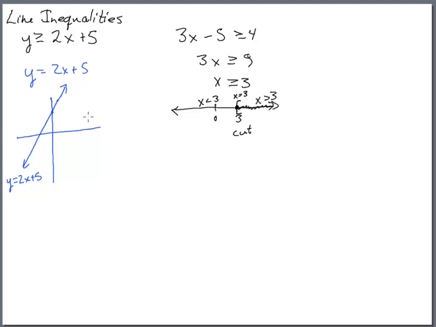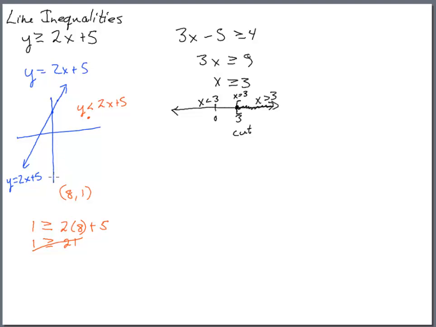Let's pick a point out here, say 8, 1, and stick it in here and see what happens. 1 greater than or equal to 2 times 8 plus 5. I just picked the point 8, 1 at random and stuck it in. Does it make it true? Is 1 bigger than or equal to 21? No way. That means that at this point, y is actually smaller than 2x plus 5. You can see 1 is smaller than 21.